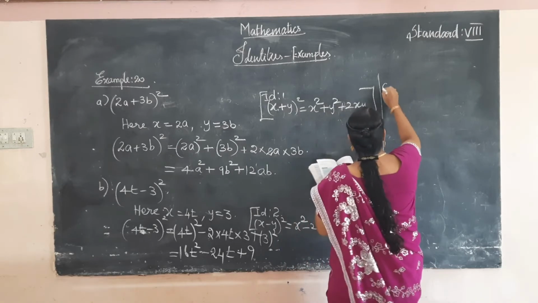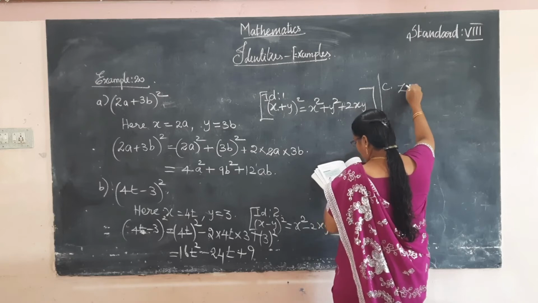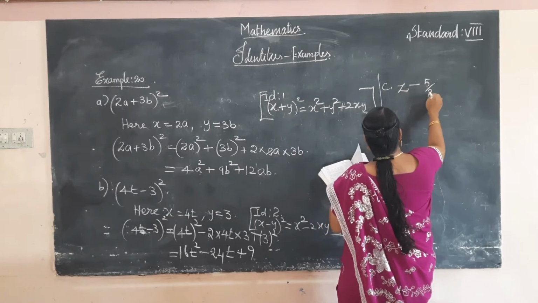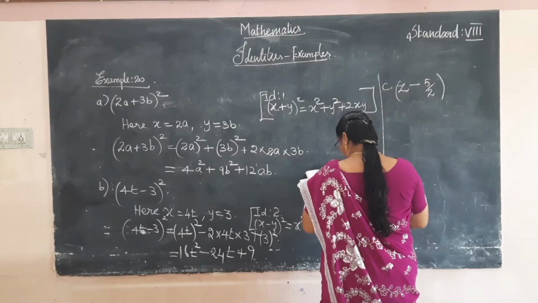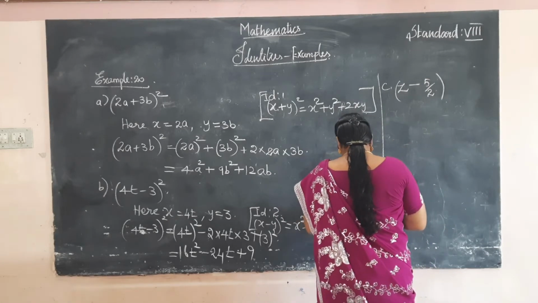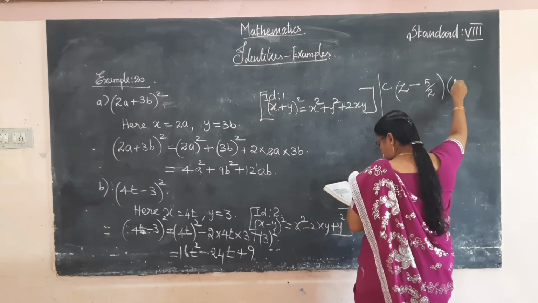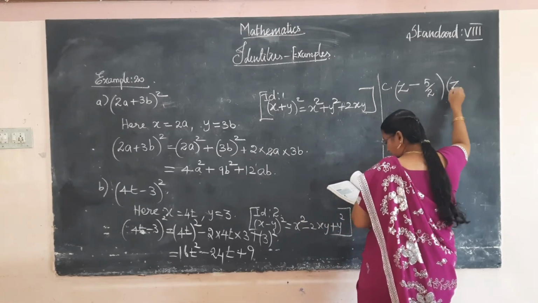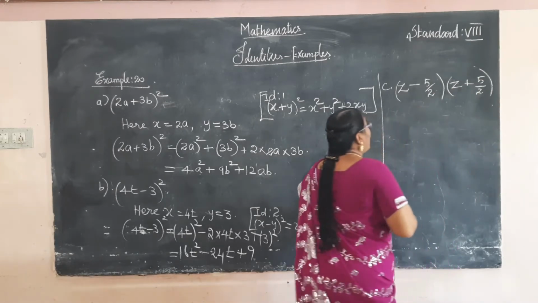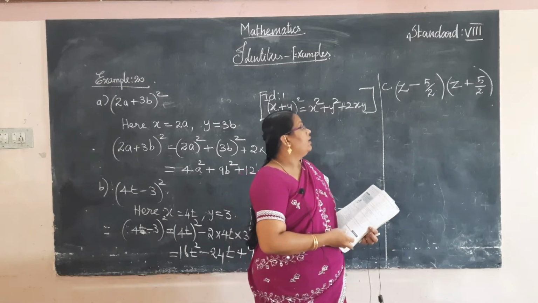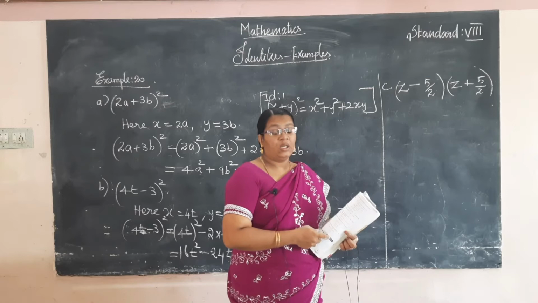In problem c, (z minus 5 by 2) into (z plus 5 by 2). Observe from the given data, which identity do we use? Identity number 3. What is that?